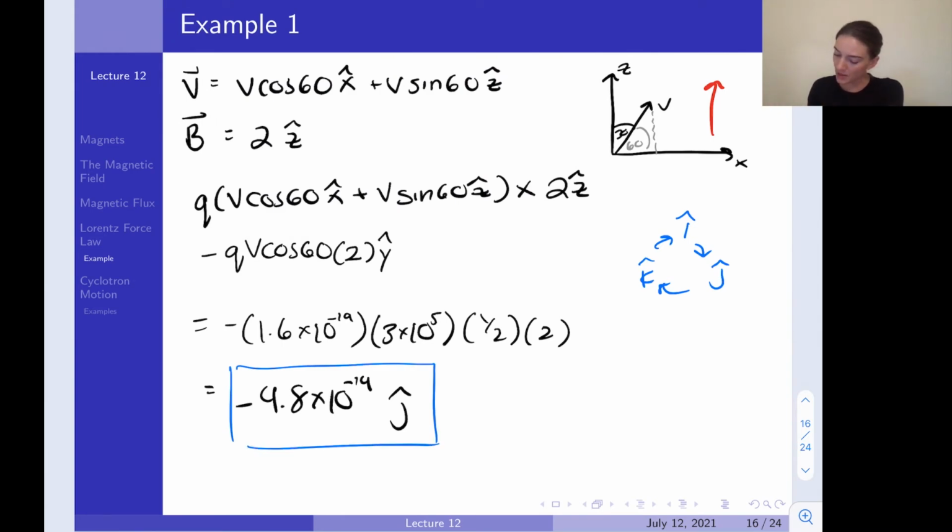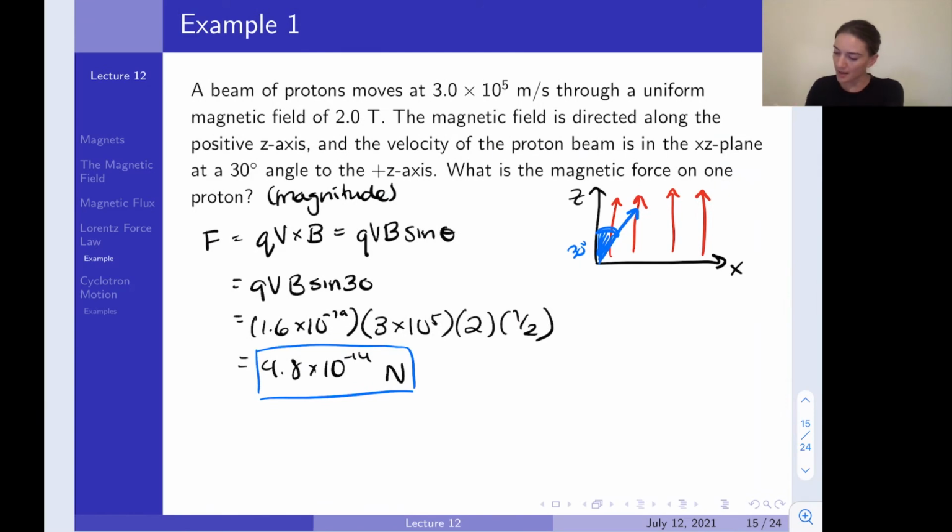And you could kind of tell, from the setup, since we have a velocity that's in the x and the z direction, and the magnetic field is in the z direction, that means the x component, the perpendicular component of our velocity to our magnetic field, is going to be picked out in that cross product, and we'll end up with something like x cross z, which gives us negative y.